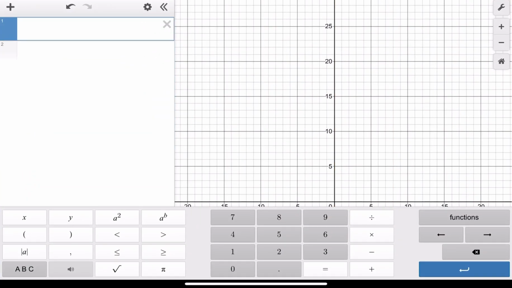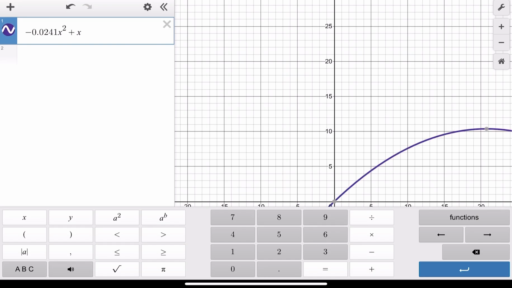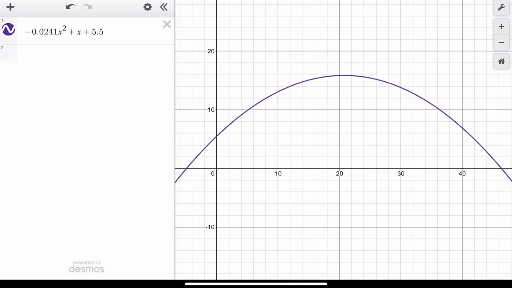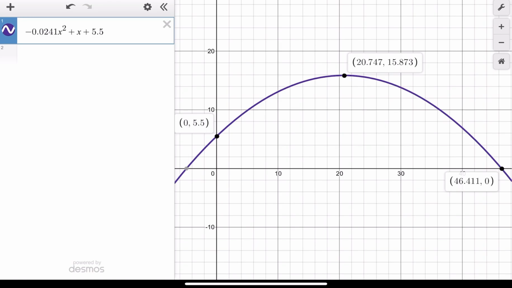Clear that out. Now I'm going to graph my new equation. So I've got negative 0.0241. Again, that was the 241 10,000ths, if we're being precise, plus x plus 5.5. And if I look, I can see, hey, I threw it at about 5.5 feet above the head. And now I've got a vertex, I've got an x-intercept of where it landed. I should be able to figure out a good amount of information.